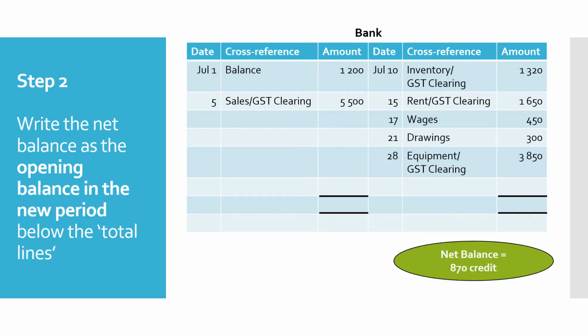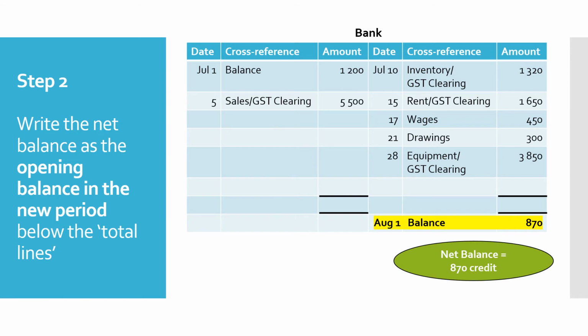The next step is to write the net balance as the opening balance in the new period below the total lines. In this example, from the previous step, we have worked out that the net balance for our bank account as at the end of July works out to be a credit balance of $870. By recording the opening balance of $870 on the credit side of the bank ledger account on the 1st of August, it shows that we are starting the new month with a credit balance. And this basically means that the bank is currently in an overdraft position and therefore it is a current liability to the business.